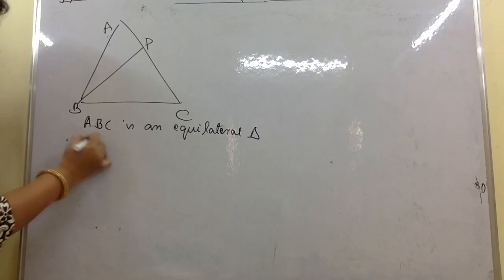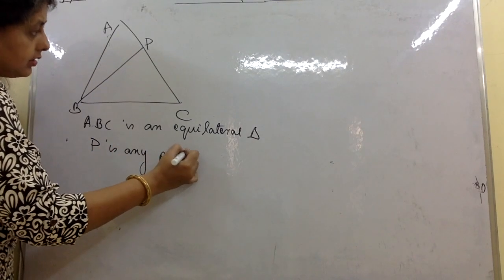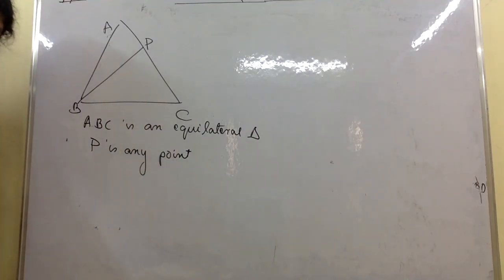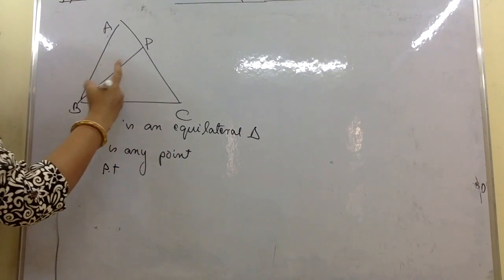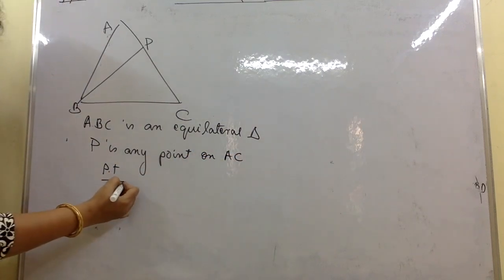P is any point. Okay, P is any point on AC. Prove that. What do we have to prove?